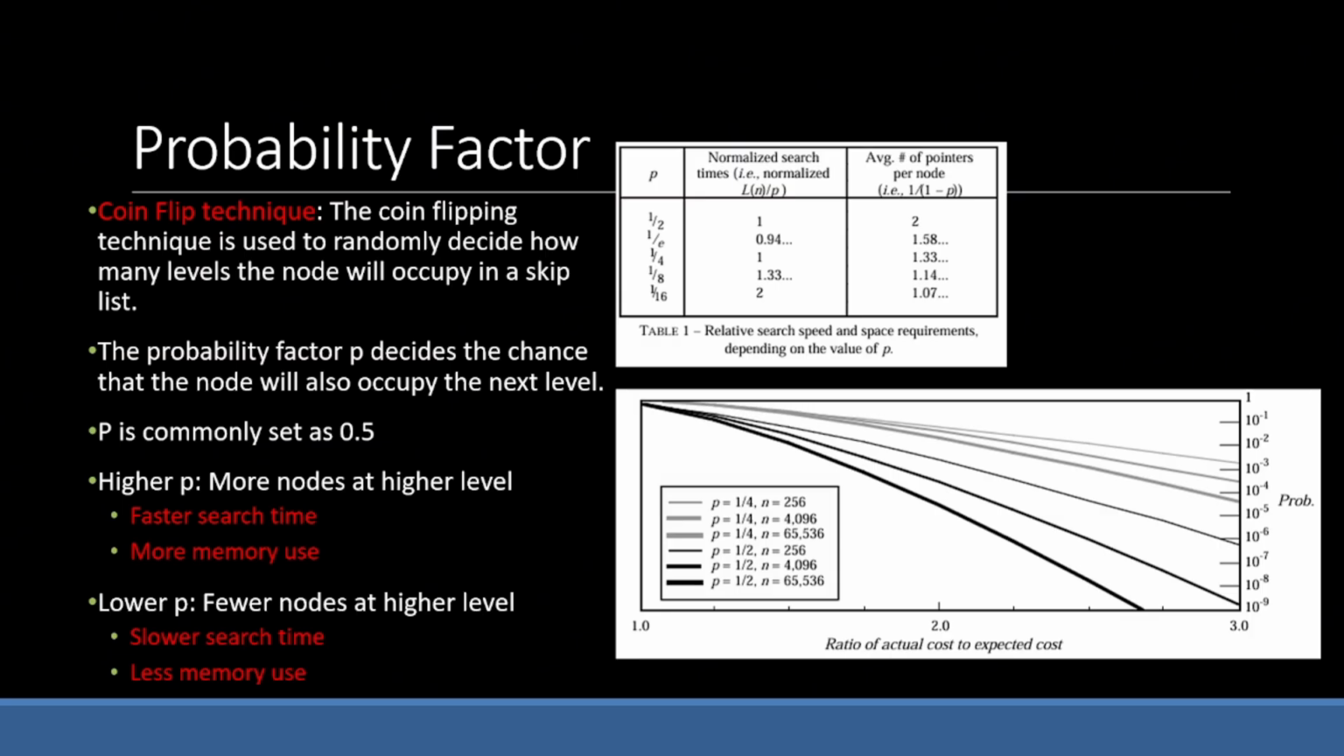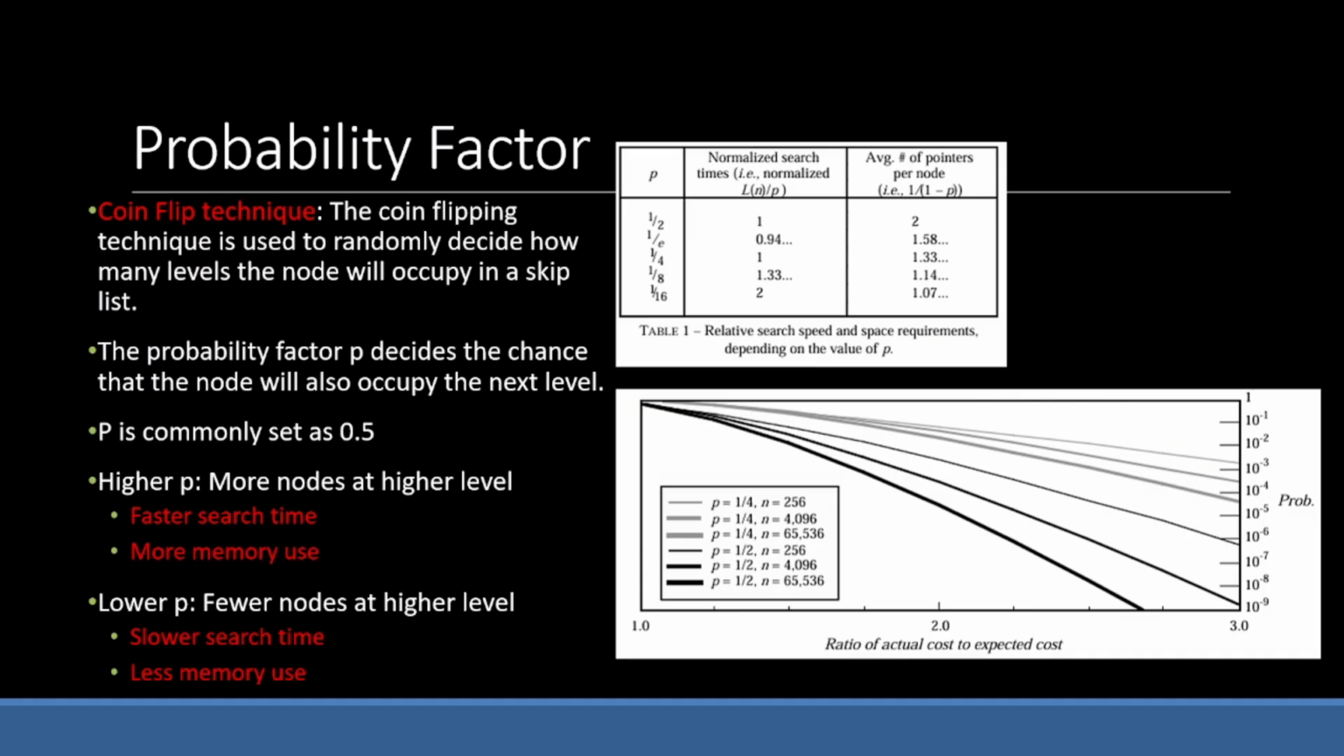Let's talk about the probability factor. The probability factor P is the chance that each node will also occupy the next level. The way we figure out if a node is going to occupy the next level is by using the coin flip technique. The coin flip technique is used to randomly decide how many levels the node will occupy in the skip list. If you visualize it, it's like flipping a coin: if it's heads, the node occupies the next level; if it's tails, it doesn't. P is commonly set to 0.5, and a higher P means there will be more nodes in higher levels compared to a lower P.